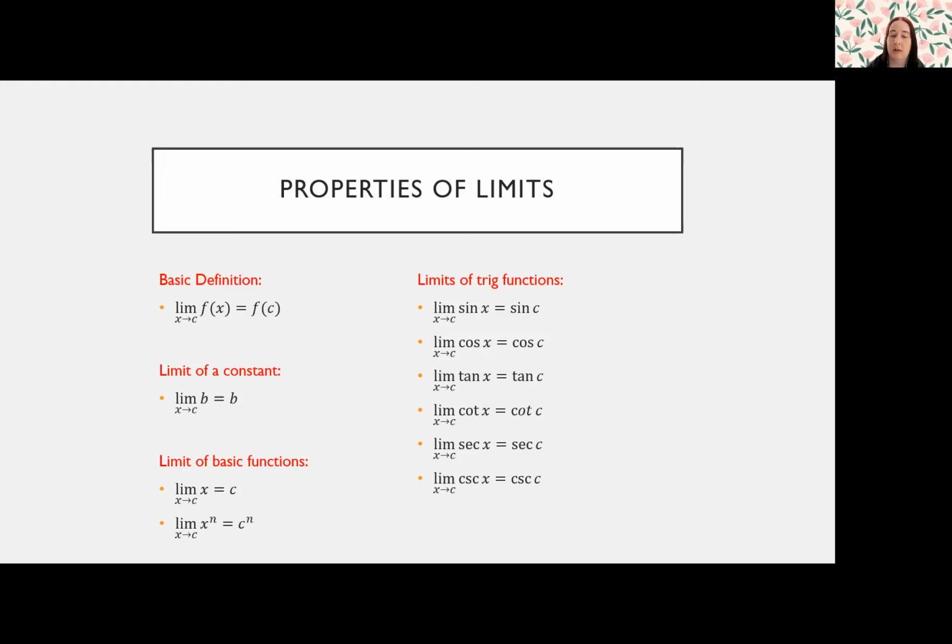If you're asking for the limit of a constant, what happens as x goes to 2 when your graph is 5? It's just 5, because your value is always going to be 5. It doesn't matter what your value for x is if you're just having a constant. The two basic functions are the limit of x, where you just plug in the number, and the limit of x to some exponent, like x squared, where you plug in that number and then square it.